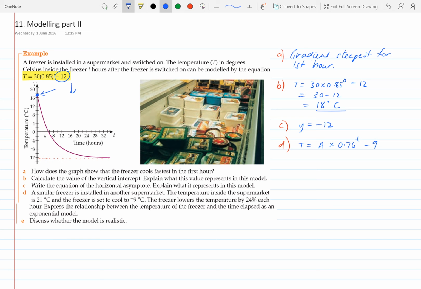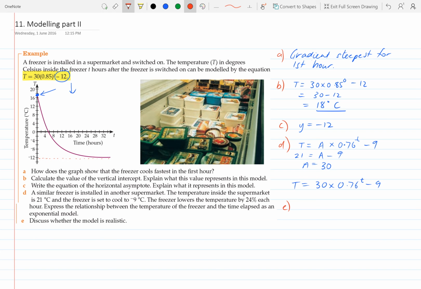So we just need to work out what it is at the beginning. So if it starts at 21, then we'd have 21 equals A, and then when we put t equal to 0, that becomes 1, so minus 9. So A is going to be 30. Sorry, not our starting temperature, our starting value. So it's going to be y equals 30 times 0.76 to the power of t, minus 9.